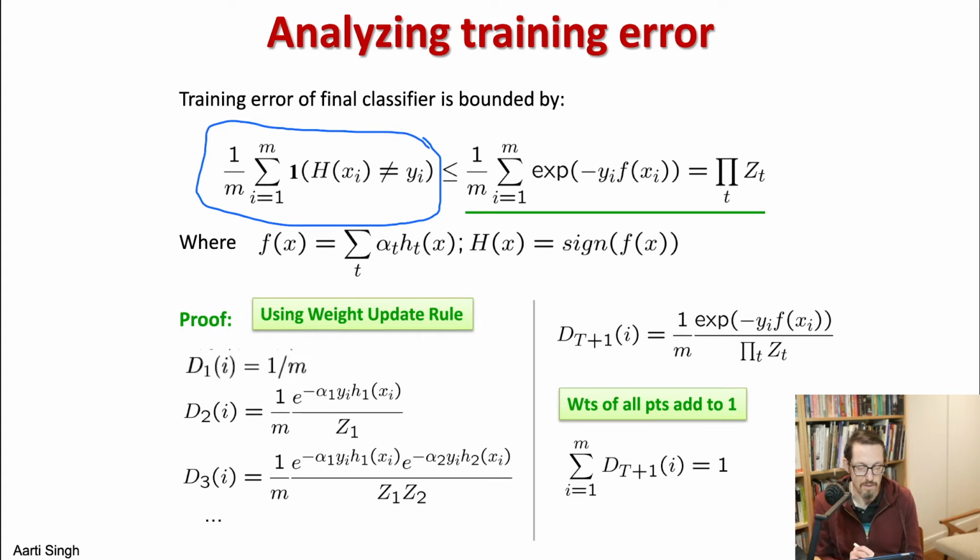So what we're after here is that we're going to apply the weight update rule, okay? So we're going to start off with the 1 over m term. And we know that the first classifier is going to make some errors. We're going to update the weights according to those errors, right? So we're going to put in the e to the minus alpha y h sub 1 of x. There's also this normalizer Z1.